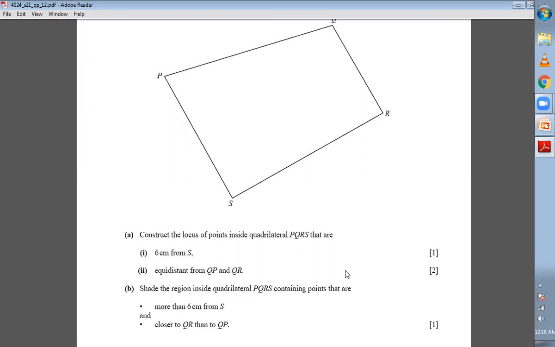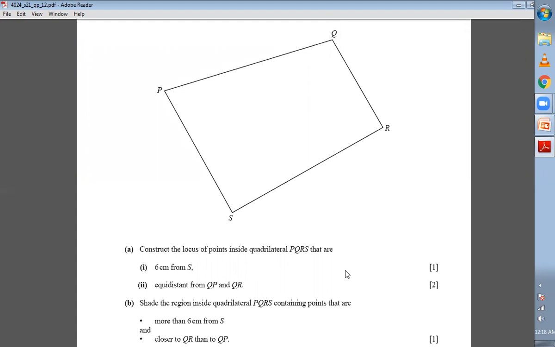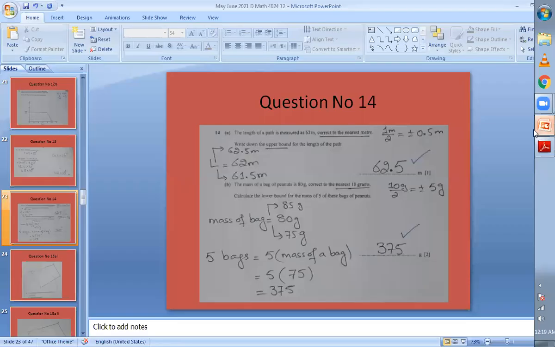So you see, if your distance is constant from a point, we draw a circle. So I will draw a circle at the point S of the radius 6 centimeter. Then they say equidistant from PQ and the QR. So when you are equidistant from two intersecting lines, then we draw the angle bisector of the angle between them. I will show you how I've drawn these two loci. Let me show you.